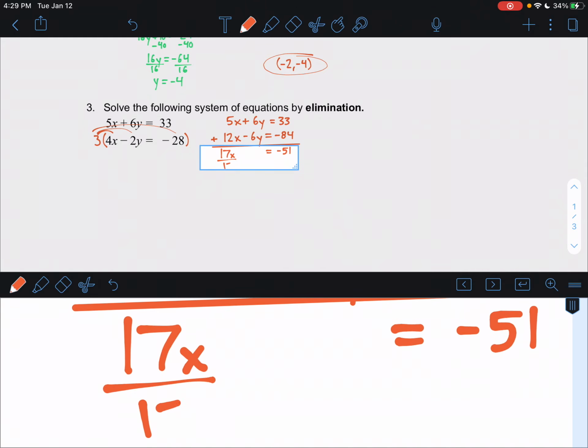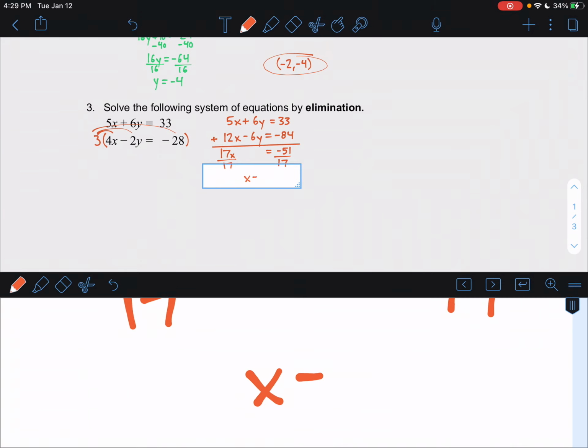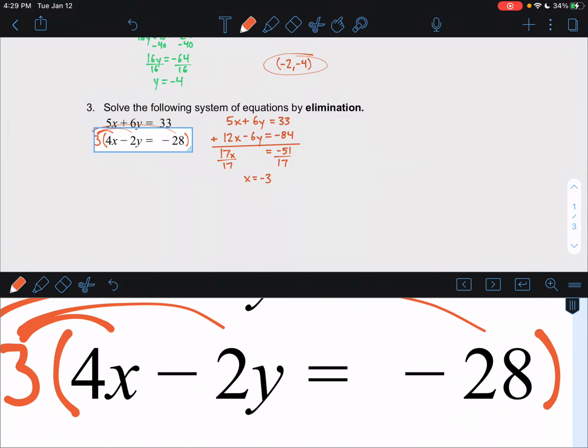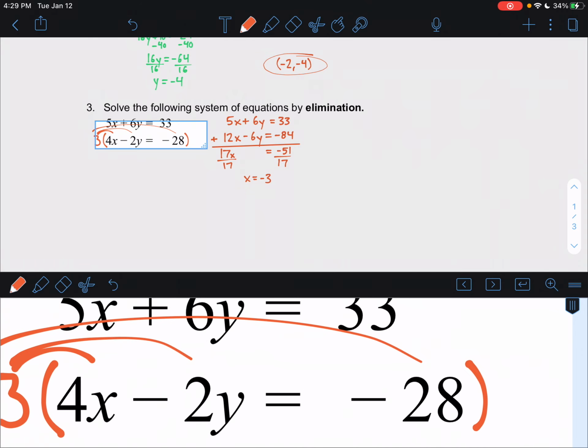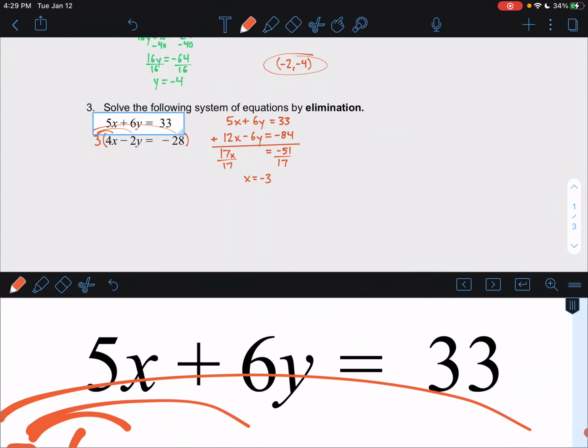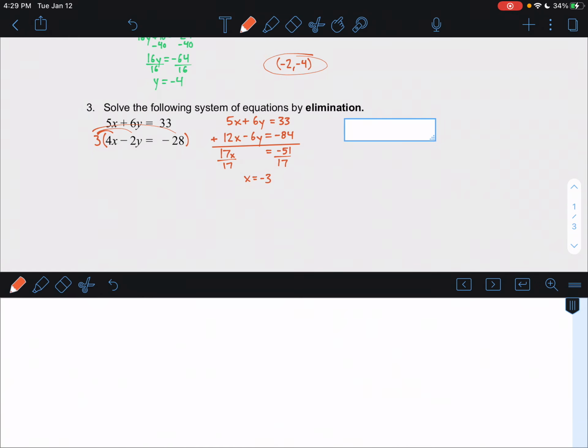If I divide both sides by 17, x equals negative 3. So I got x equals negative 3. And now I can take that negative 3 and plug it into either of these equations from the beginning to solve for y. So I'll just go with the first equation because that one is the one that we didn't use.